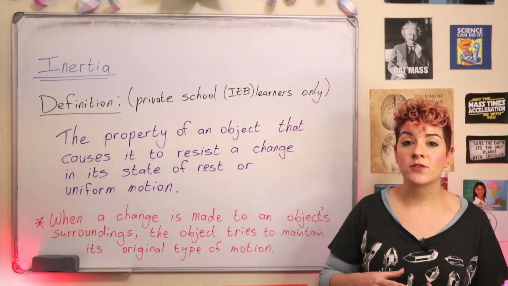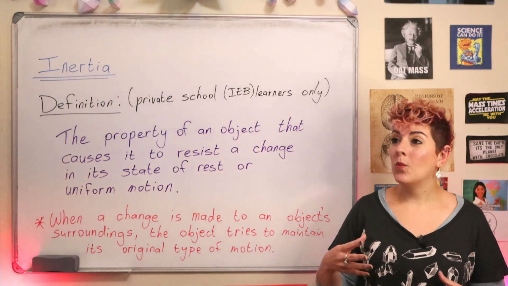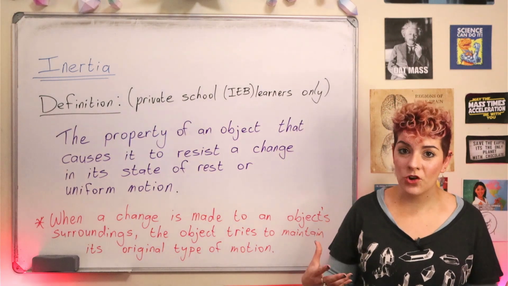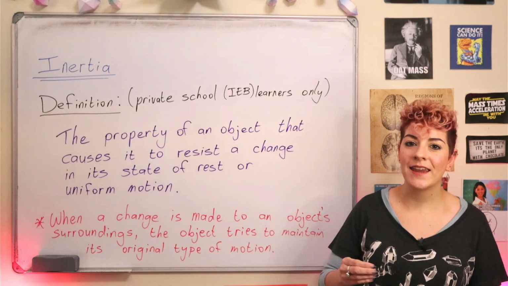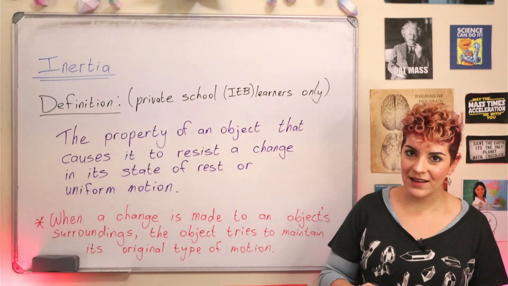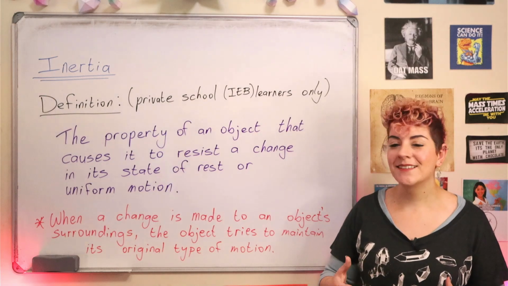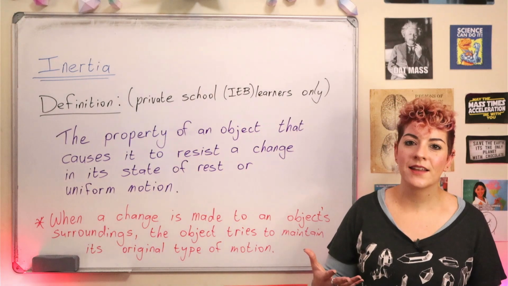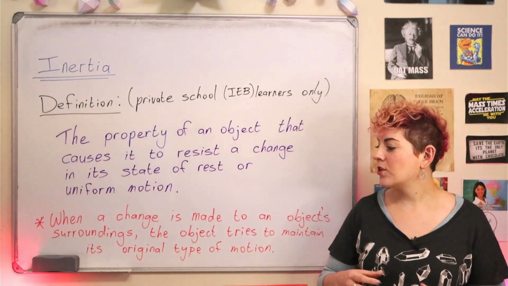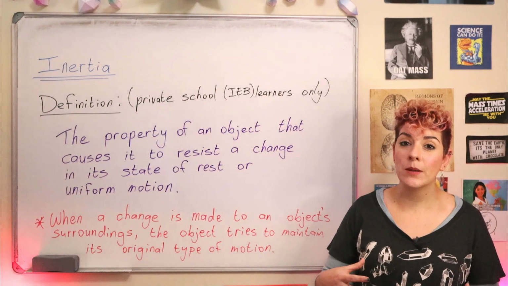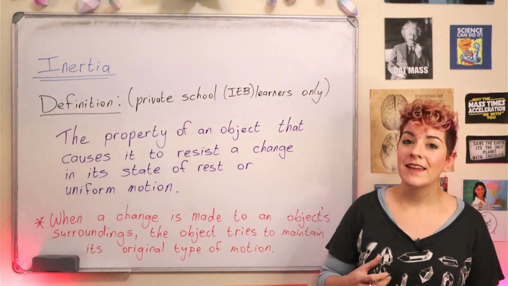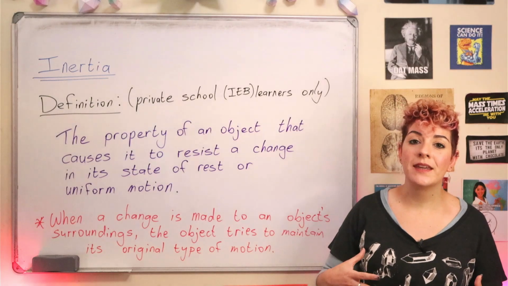Now, if an object is moving at a constant velocity when some kind of change occurs, then according to the object's inertia, it will try and maintain or keep the constant velocity that it was moving at originally. Also, in my own words, I can say that inertia tells us that when a change is made to an object's surroundings, the object will try and maintain or keep its original motion that it had before the change was made, even if that means continuing to be at rest.